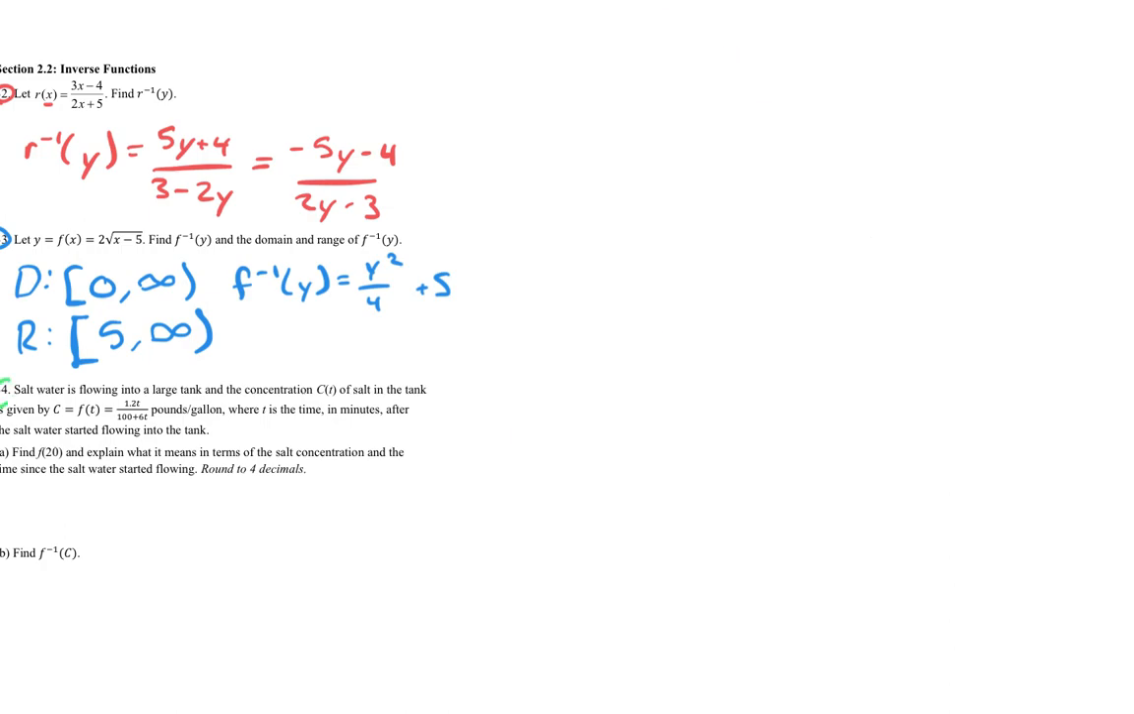Okay, so looking at 34 here, salt water is flowing into a large tank, and the concentration C of T of salt in the tank is given by C equals F of T, which is equal to 1.2T over 100 plus 6T pounds per gallon, where T is time in minutes after the salt water started flowing in the tank. So we want to find F of 20. Anywhere we see a T in our function, we want to plug in 20.